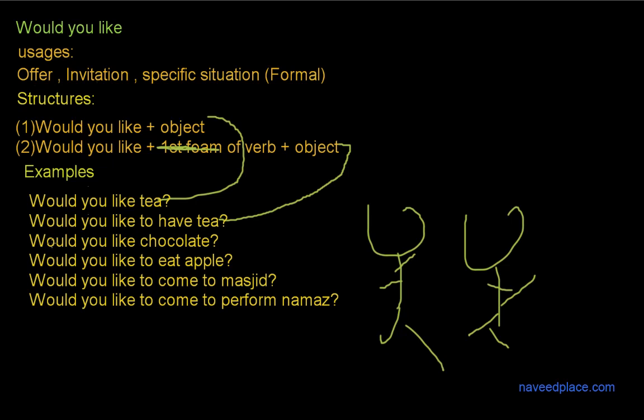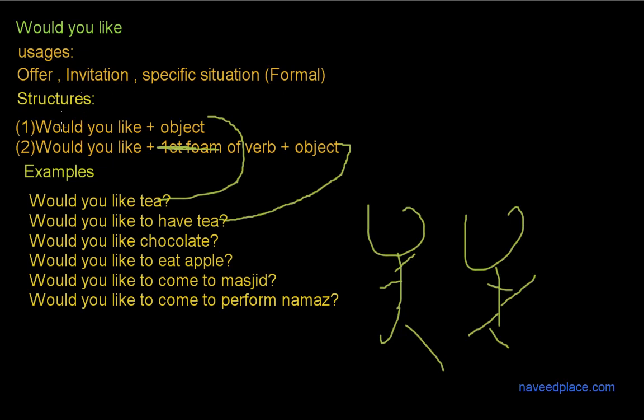Now it's time to see the third example of "would you like". Examples are: would you like chocolate, would you like to eat apple, would you like to come to masjid, would you like to perform namaz. So here also we are giving an offer or invitation. So why do we use "would you like"? We use "would you like" for offer and invitation, definitely in a special situation, in this formal way.